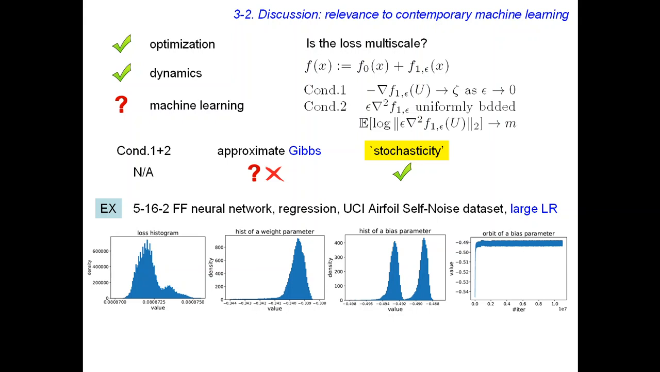And then we saw that instead of having the loss convergent to actually a minimum value, the loss actually exhibits this histogram, and it's not even unimodal, as you can see. That's because, of course, the energy landscape of a neural network is actually non-convex. This is the histogram of a weight parameter, and this is a histogram of a bias parameter. You can see it's certainly multimodal, and this is the orbit of that bias parameter. So you see it doesn't really converge to a value, but to a distribution.